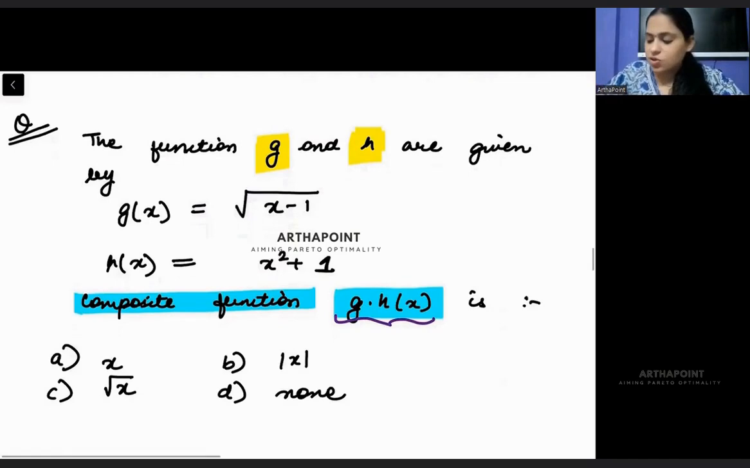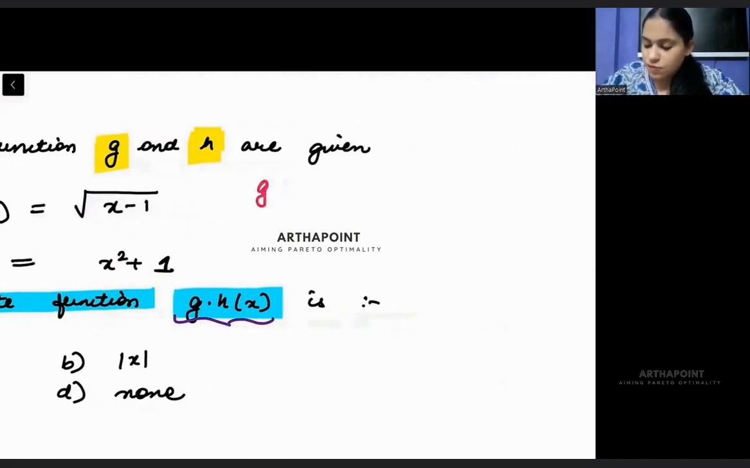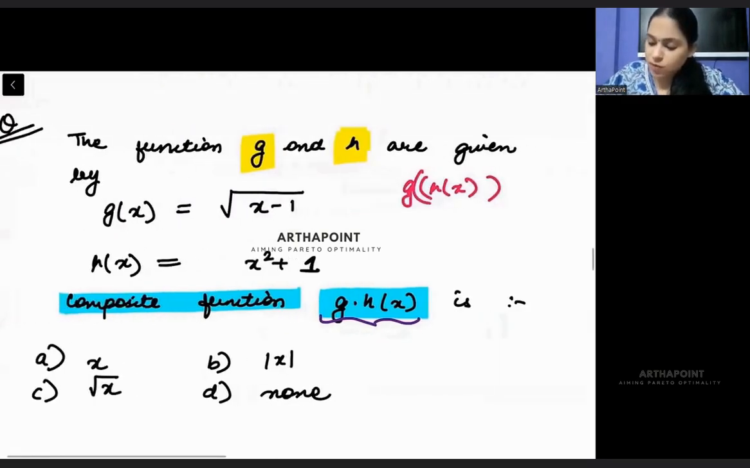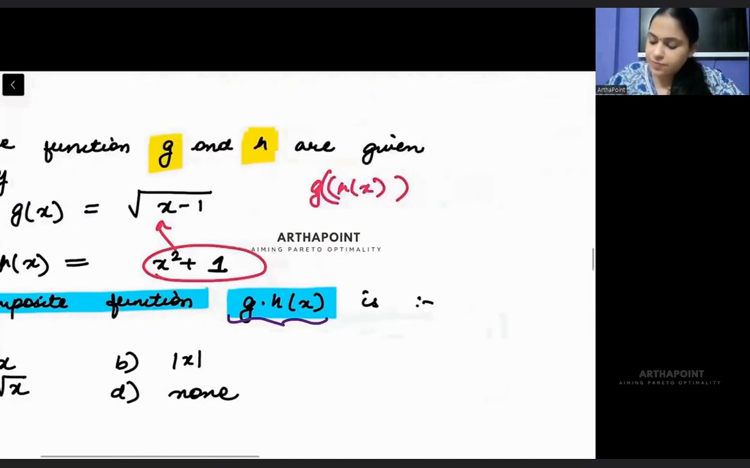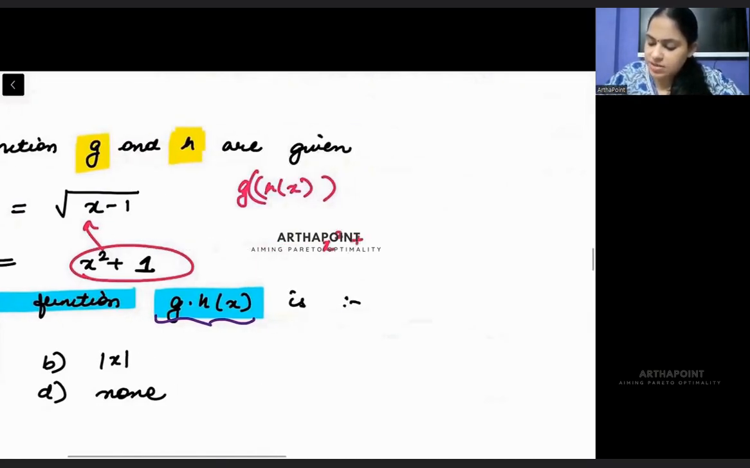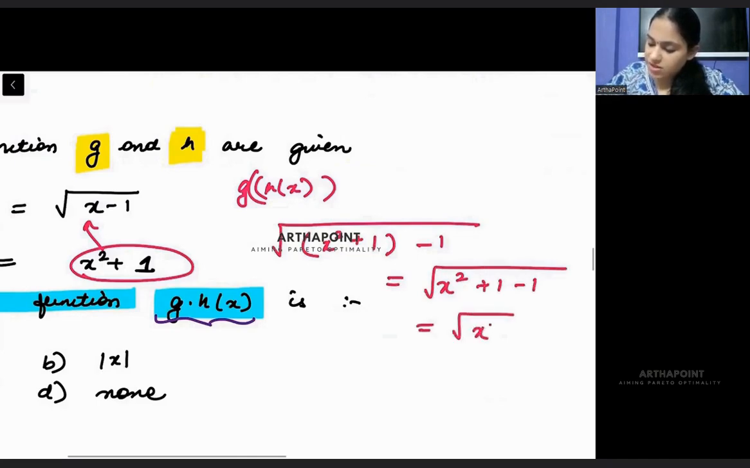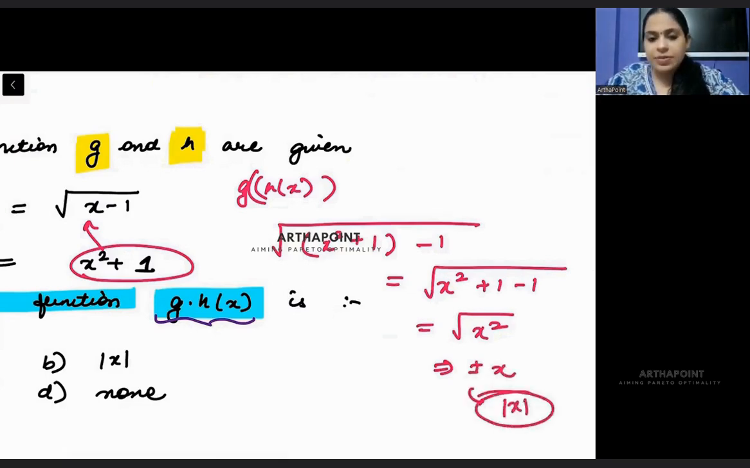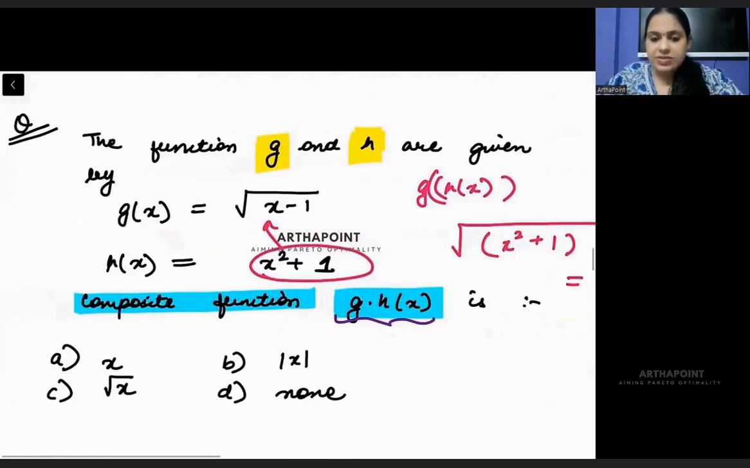Achha, let's come back. So g of h of x. So g of h of x means you have to plug in h(x) inside g(x). So you have to plug this function here. So you will get root of x square plus 1 minus 1. So under root of x square, this will be plus minus x. So it can be written as mod of x. It can be written as mod of x, right? So the correct answer to this question will be B.